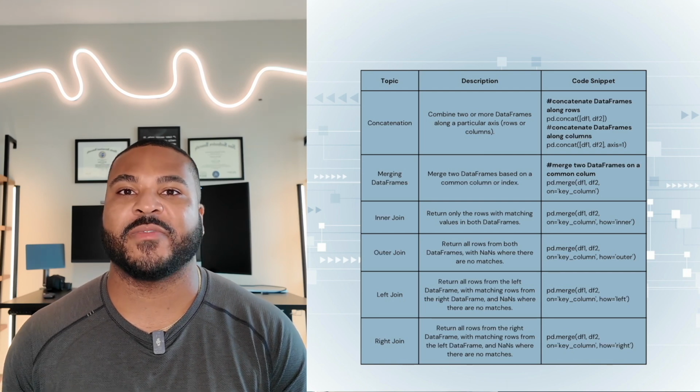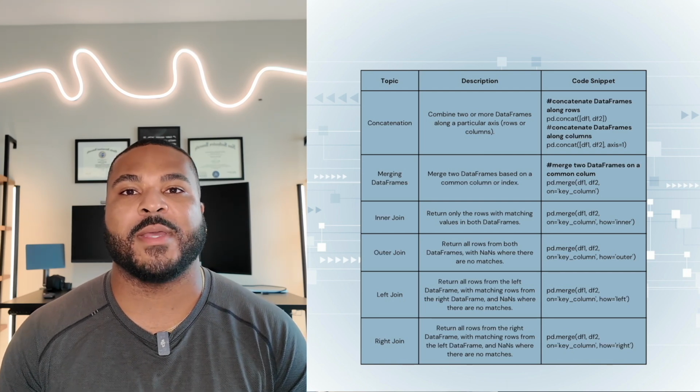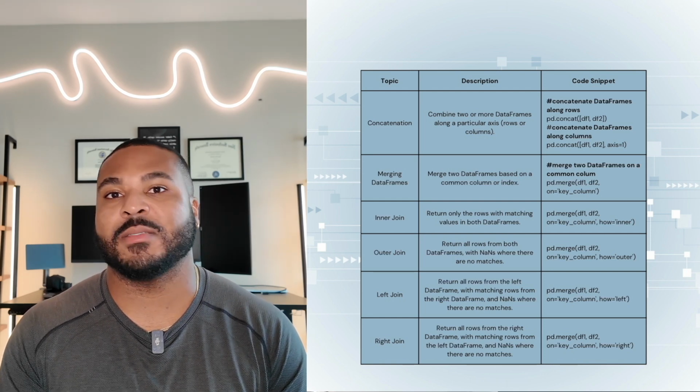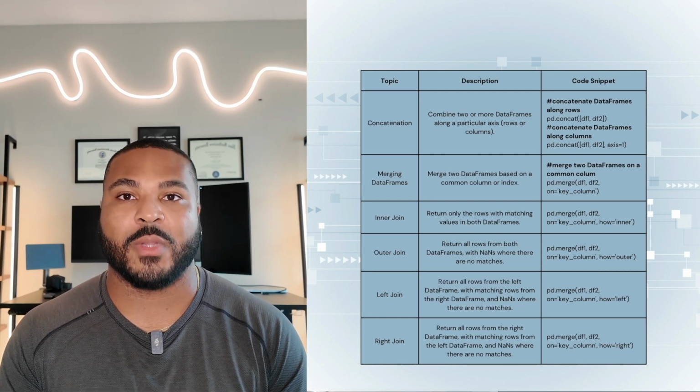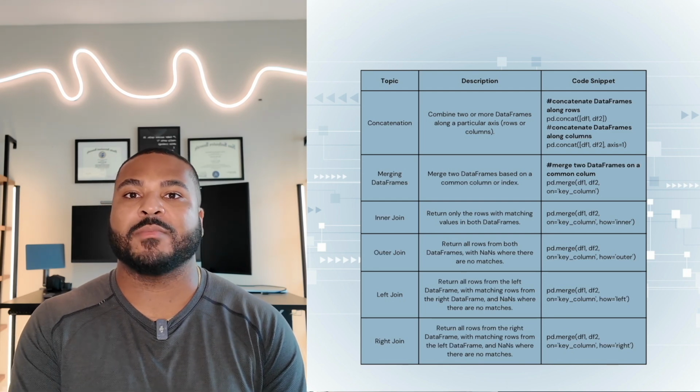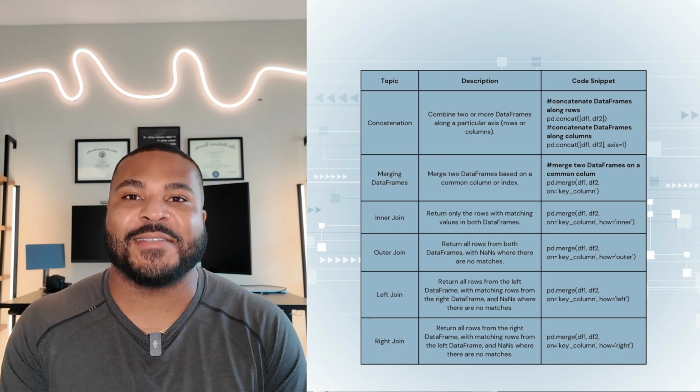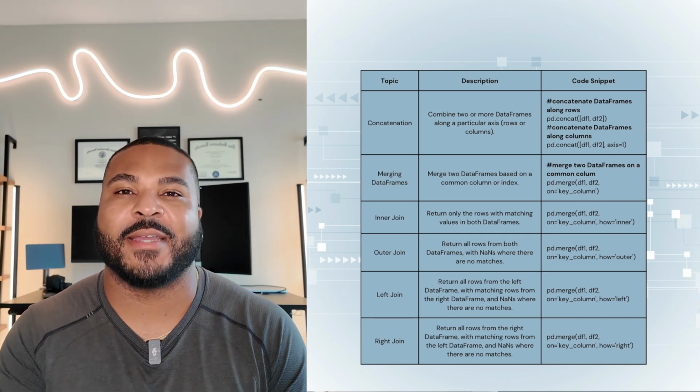And a right join does the opposite. It returns the rows from the right data frame along with matching rows from the left data frame. Similarly, if there are no matches, nulls are returned for the columns from the left data frame. To perform a right join, you'll use the merge function and indicate right, as shown in the code snippet, making sure you guys are following along.